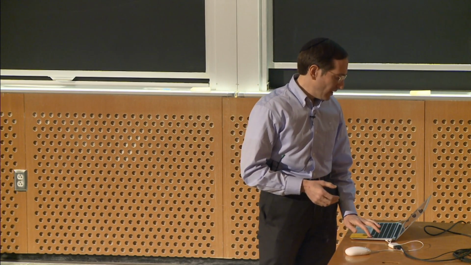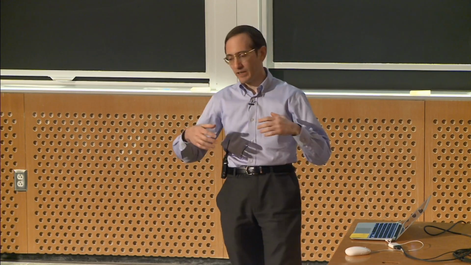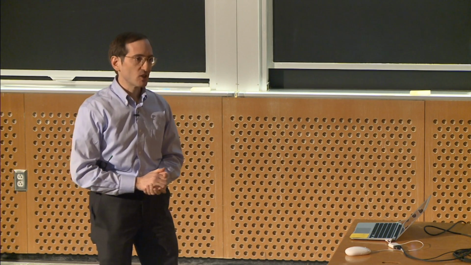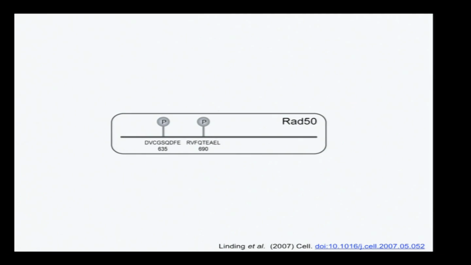So let's start with an ostensibly simple problem I know a lot about. I have a lot of protein phosphorylation data. I'd like to figure out what kinase phosphorylated a particular protein. So let's say I have this protein that's involved in cancer signaling, RAD50, and I know it's phosphorylated at these two sites, and I have the sequences of those sites.